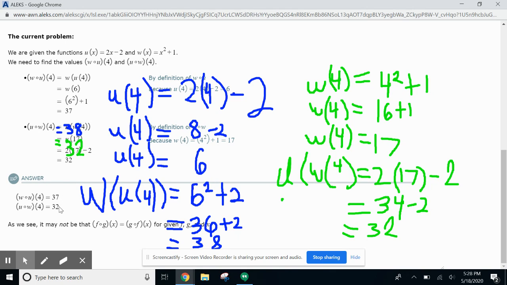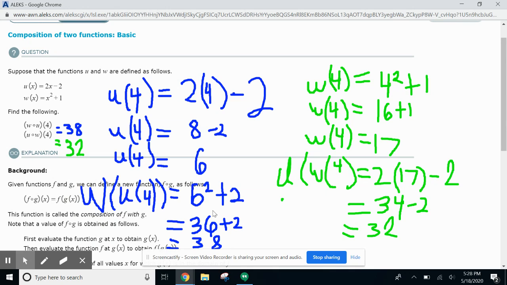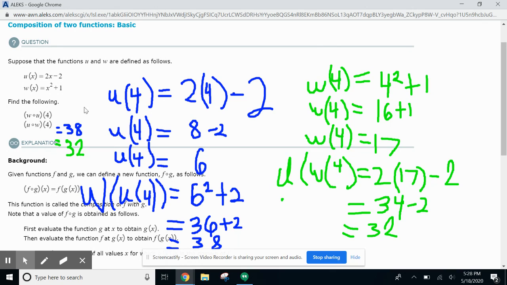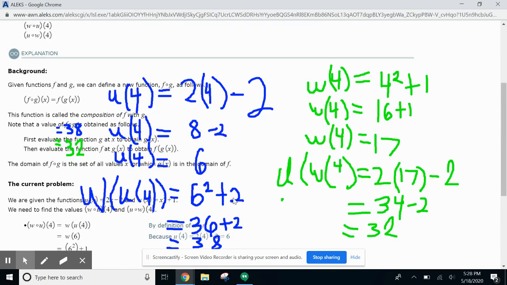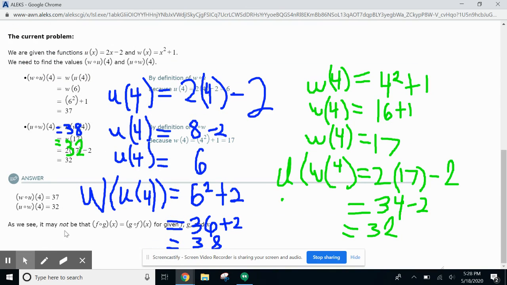37 and 32, what? How did I get 37 here? So 32 was right, that's good. My blue one I messed up on. Did I? U is 2 times 4 minus 2. 2 times 4 is 8 minus 2 is 6. Okay. Oh, it's plus 1. Where'd I get? Oh my goodness. I put plus 2 here. And that's why. Got to go back.